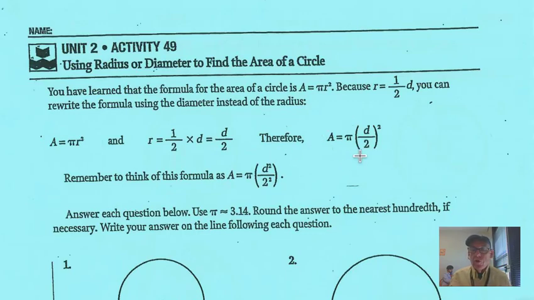And so here's another alternate way that we could talk about the area formula, pi r squared, but the diameter divided by 2 is the same thing as the radius. So that gives us area equals pi r squared. Okay, so let's see what we got.